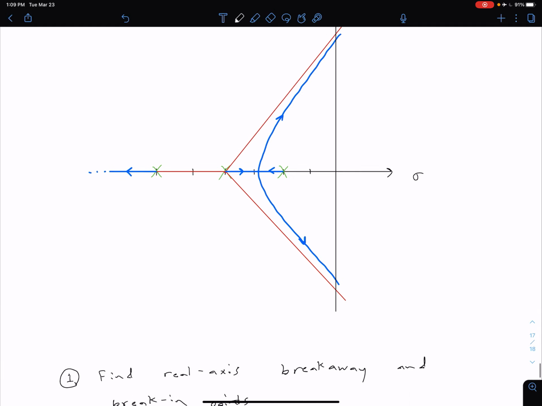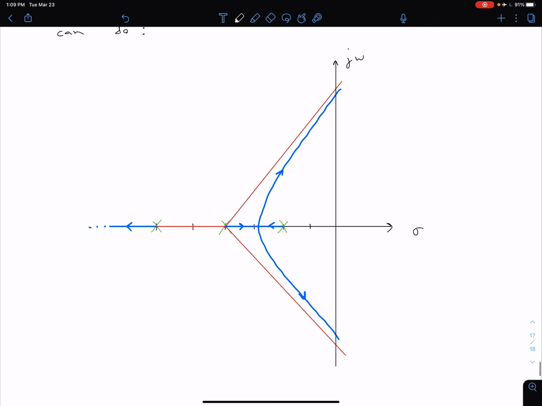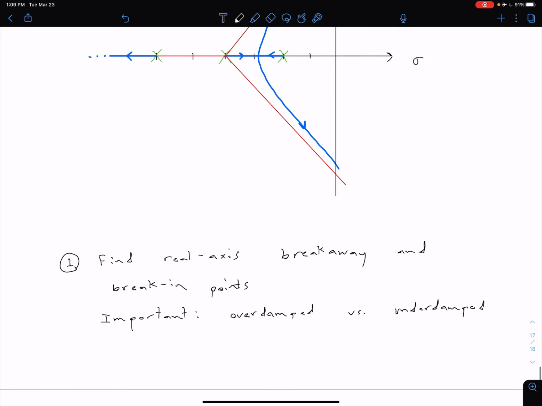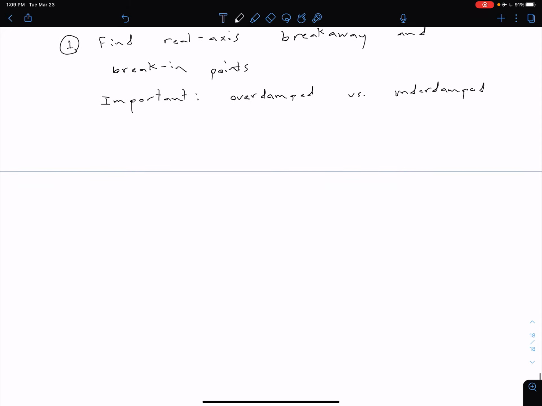And so the idea of a break-in point is just the same, except the direction of the poles is different. So we would have our poles moving this way, and they would be coming into the real axis at a certain point. So again, same basic idea, just slightly different direction there. So that's item 1.